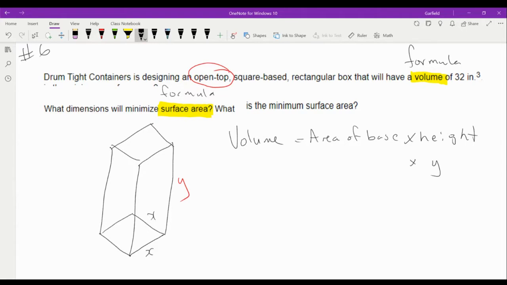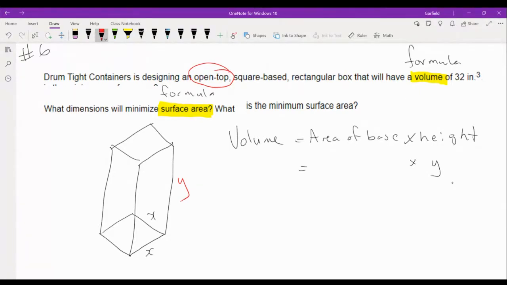So now we know the height is y. What's the area of the base? How do we find it? The base is a square, right? How do we find the area of a square? X times Y. The base, that's the base.